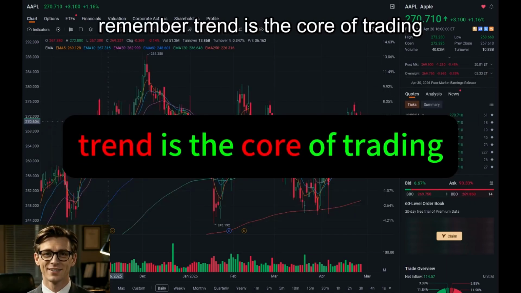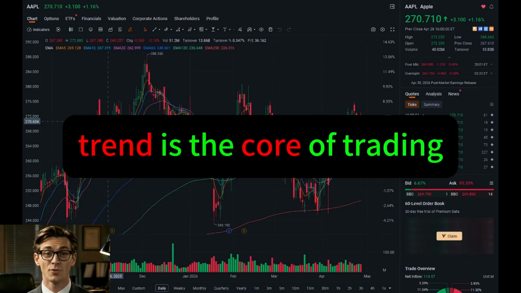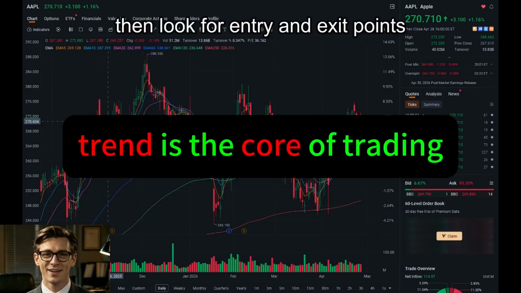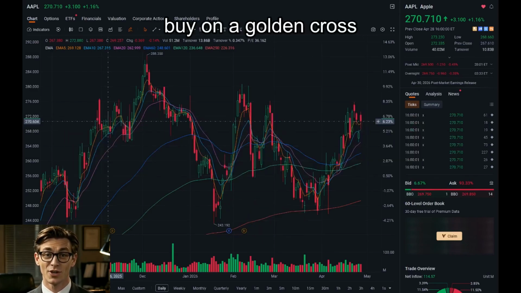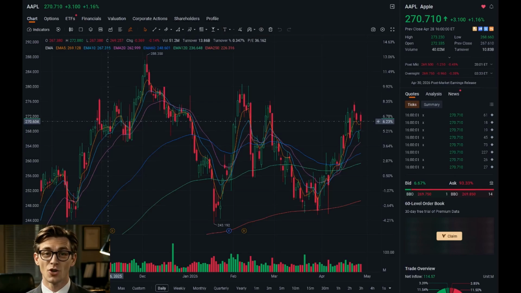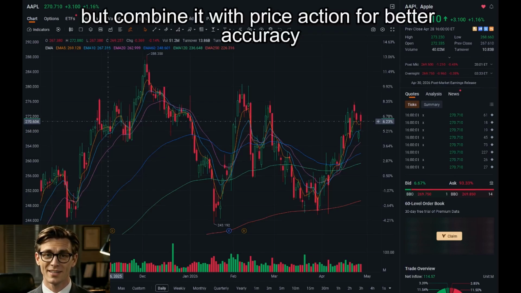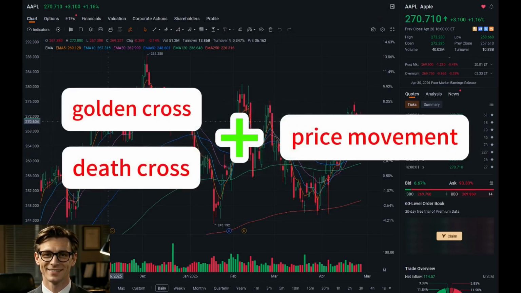Time to avoid risk. Show chart example. Remember, trend is the core of trading. First determine the direction, then look for entry and exit points. Your win rate will double. The second point, find entry and exit signals. Buy on a golden cross, sell on a death cross, but combine it with price action for better accuracy.